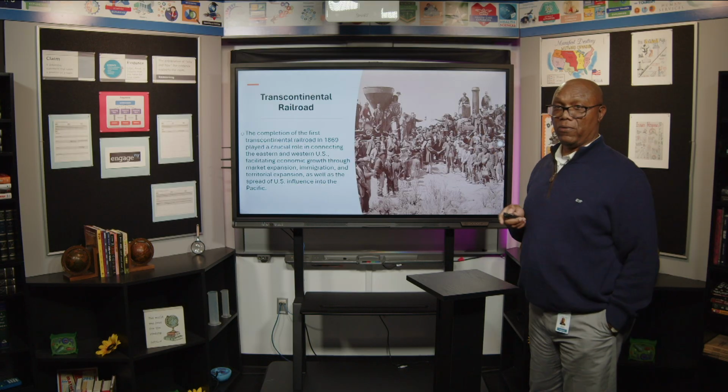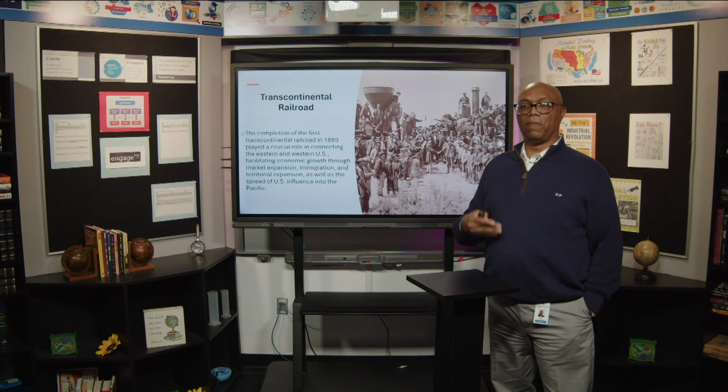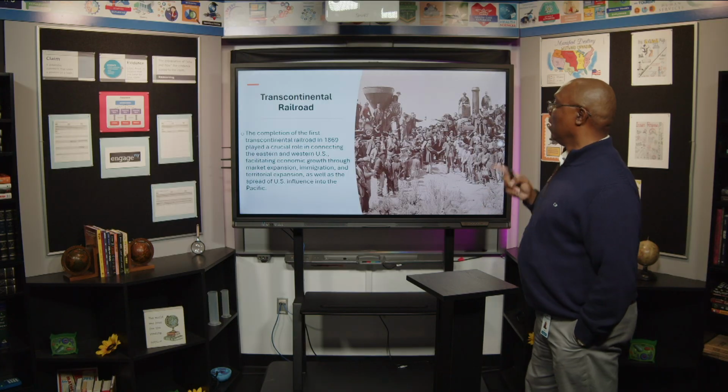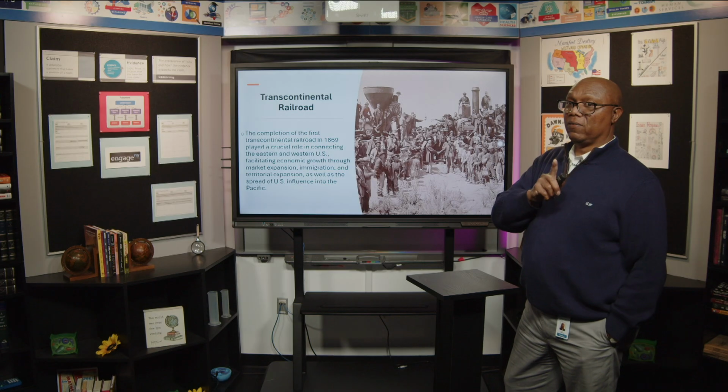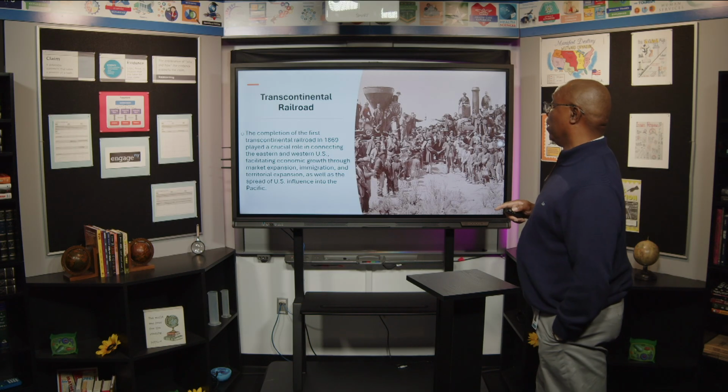The Transcontinental Railroad was one of those other things that promoted this idea of Manifest Destiny. The completion of the first Transcontinental Railroad in 1869 played a crucial role in connecting the eastern and western United States, facilitating economic growth. Once again, you keep seeing that word, economic growth, come back. And that's one of those things that the test does concentrate on.